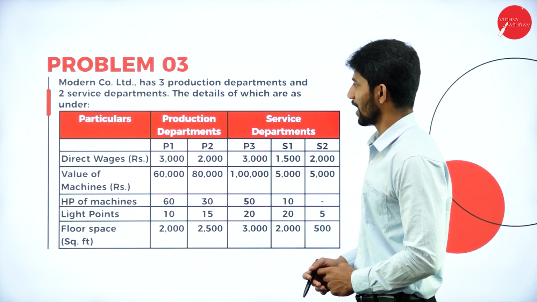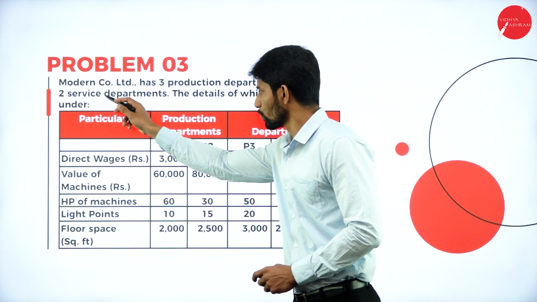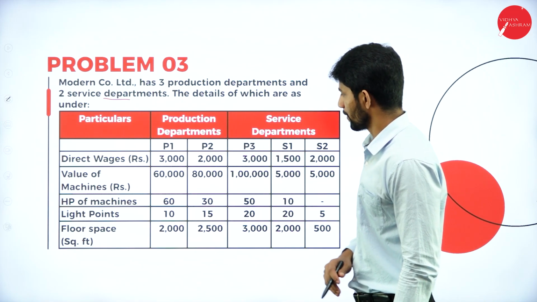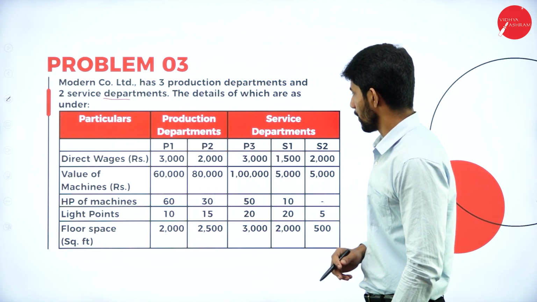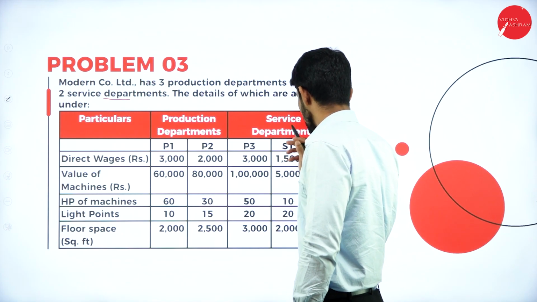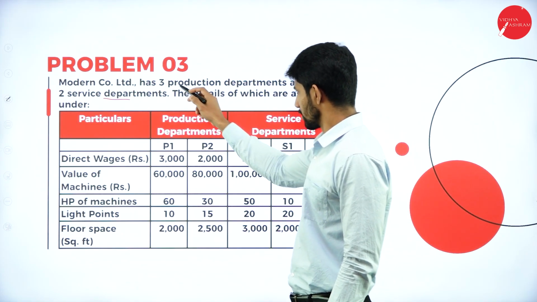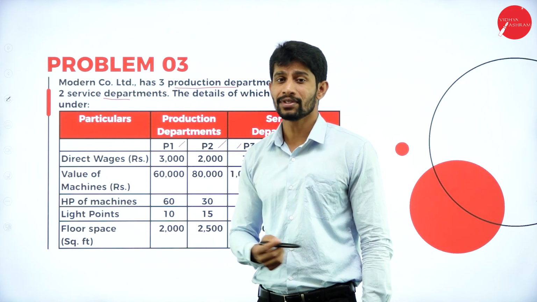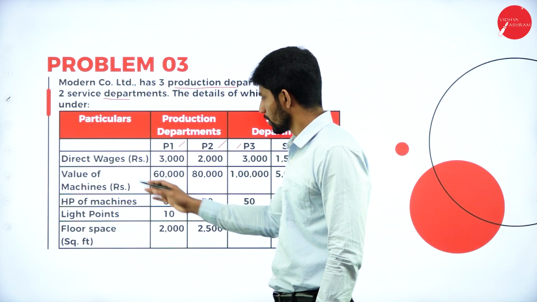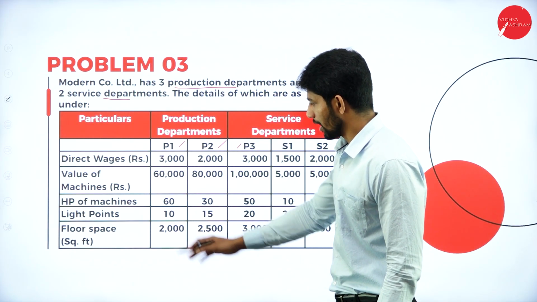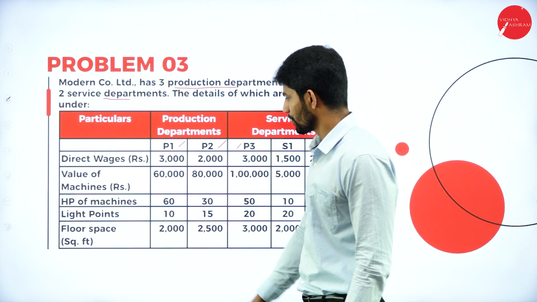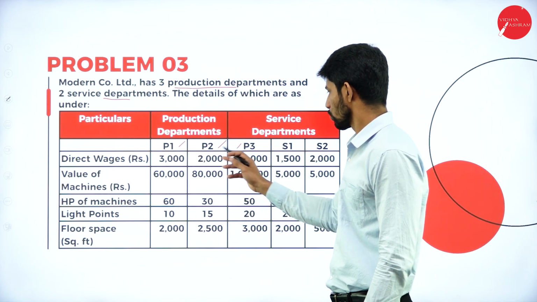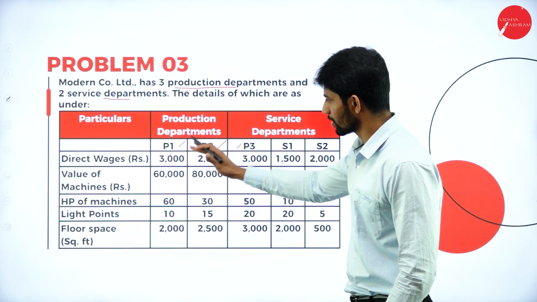Modern Company Limited has 3 production departments and 2 service departments, the details of which are as under. So which are those departments? Here you can see departments P1, P2, P3 and S1, S2. So we have 3 production departments, that is P1, P2, P3, and 2 service departments, that is S1 and S2. Direct wages, value of machine, HP of machine, lighting points and floor space are given. Direct wages is how much? 3,000, 2,000, 3,000, 1,500, 2,000. So this information is given.